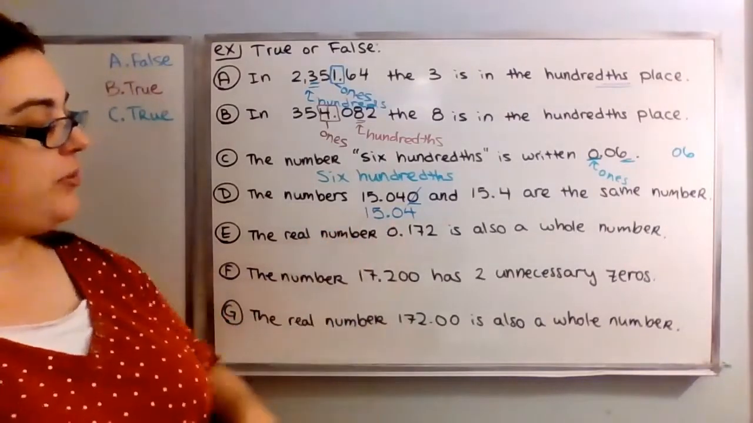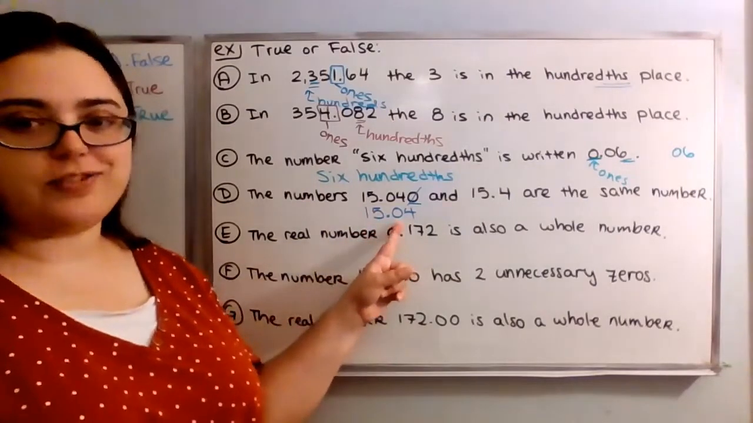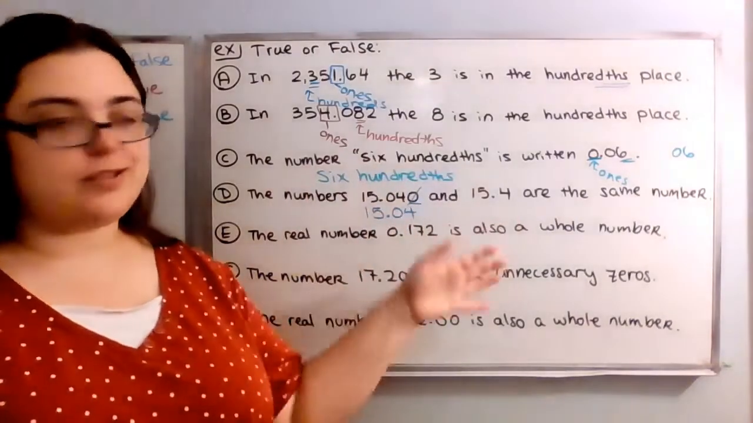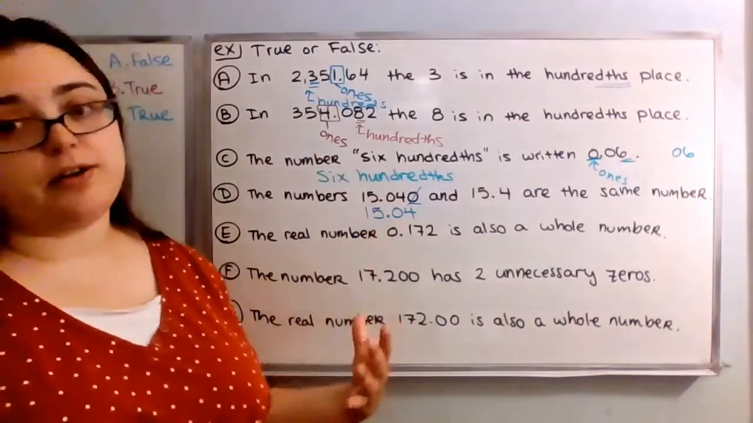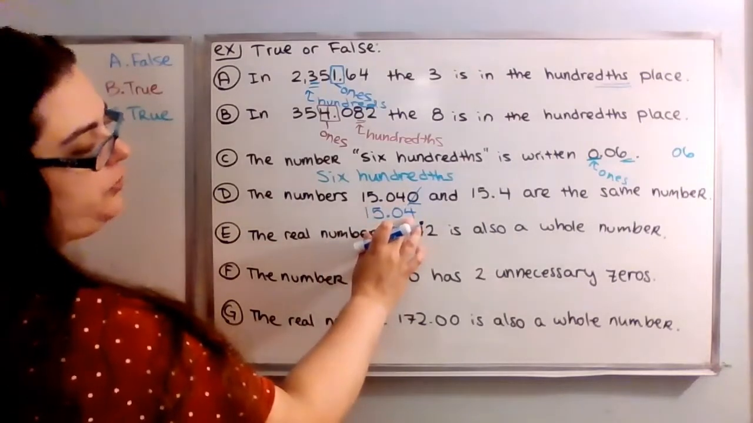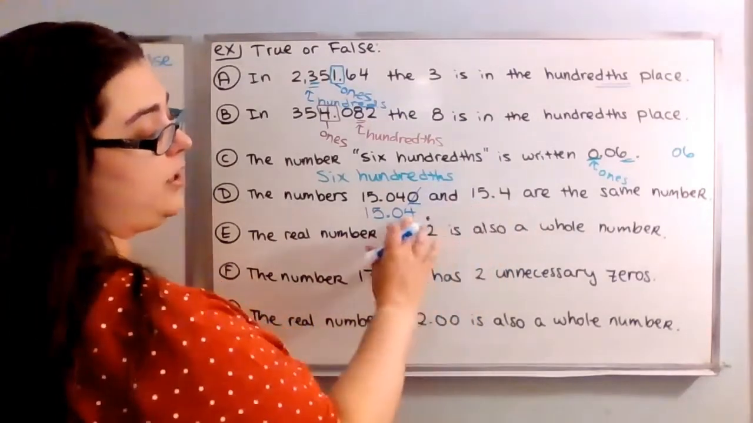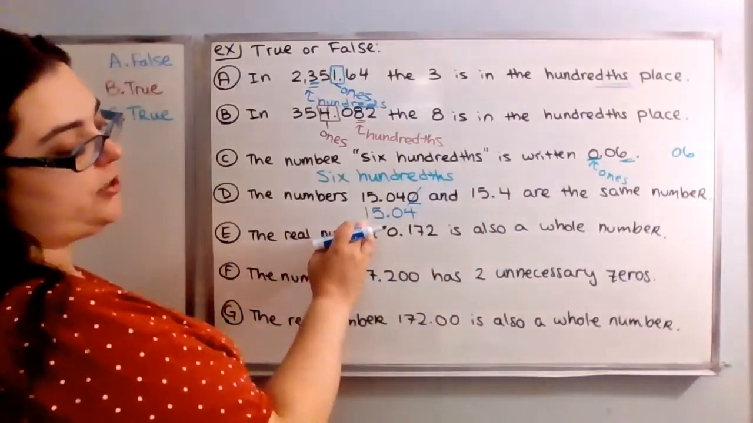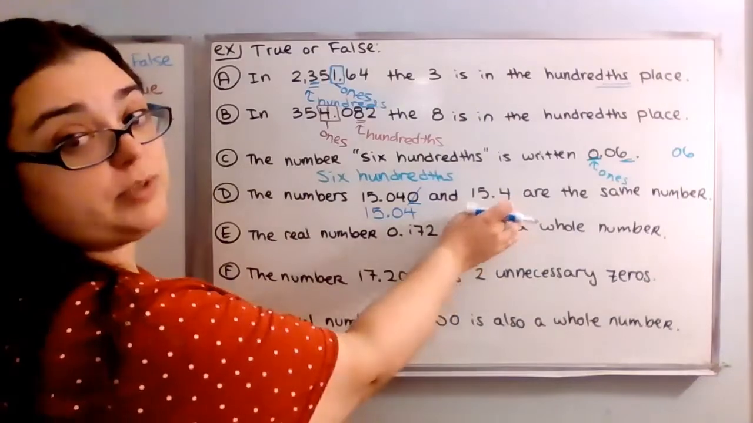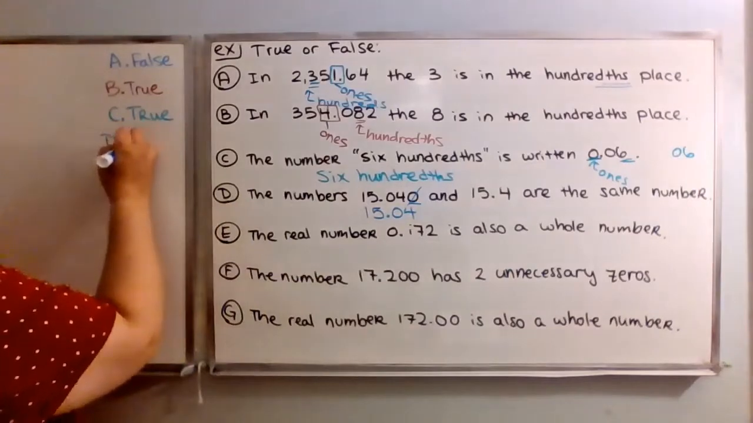So here we have 15.04. Then to see if this 0 is necessary or not, you want to see if it's at the end of the decimal, right? So it's not. The 4 is the last digit all the way to the right of the decimal. So that means we have to write that 0. So we can rewrite 15.040 as 15.04, which is not the same as 15.4. So these are not the same numbers. This one is 15 and 400ths because the 4 is in the hundredths place, while this one is 15 and 4/10ths because the 4 is in the tenths place. So part D here is going to be false.